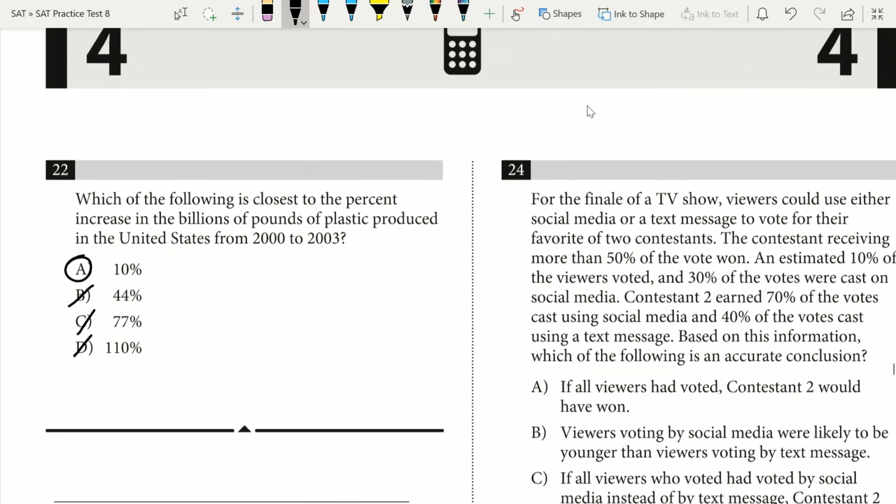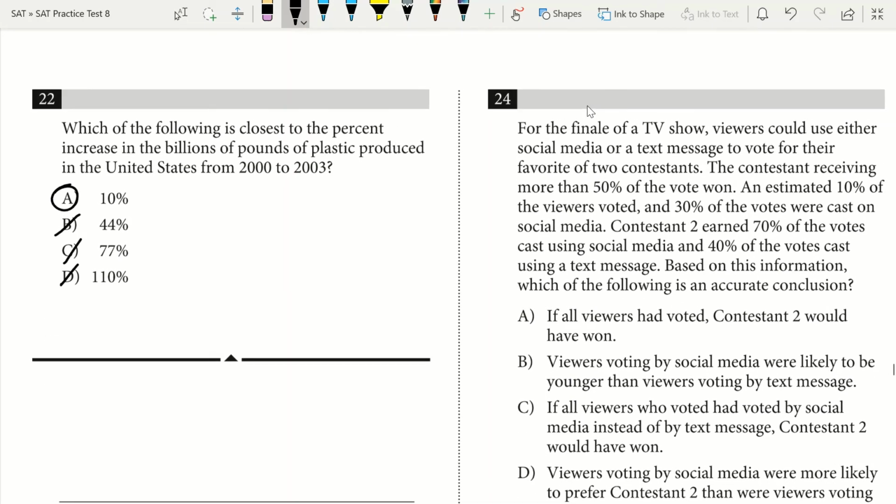Question 24. For the finale of a TV show, the viewers could use either social media or text message to vote for their favorite of 2 contestants. The contestant receiving more than half the vote won. An estimated 10% of viewers voted. 30% of the votes were cast on social media. Contestant 2 earned 70% of the votes cast using social media and 40% of the votes cast using text message. Based on this information, which conclusion is accurate?